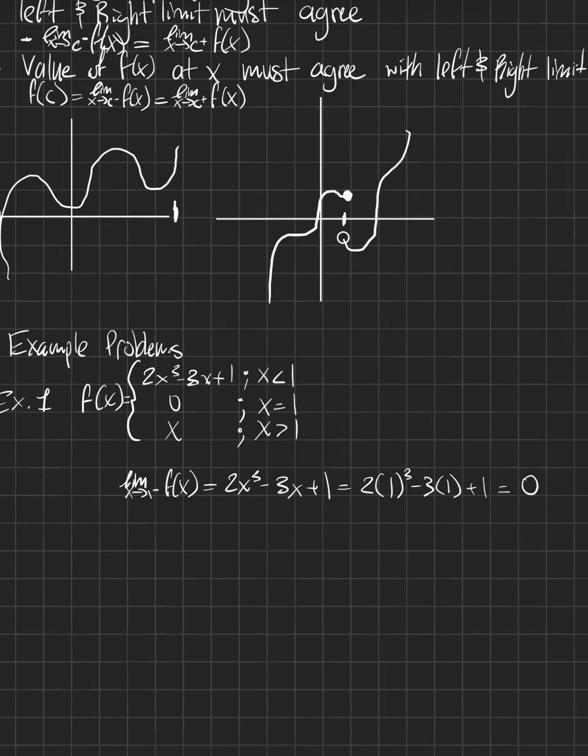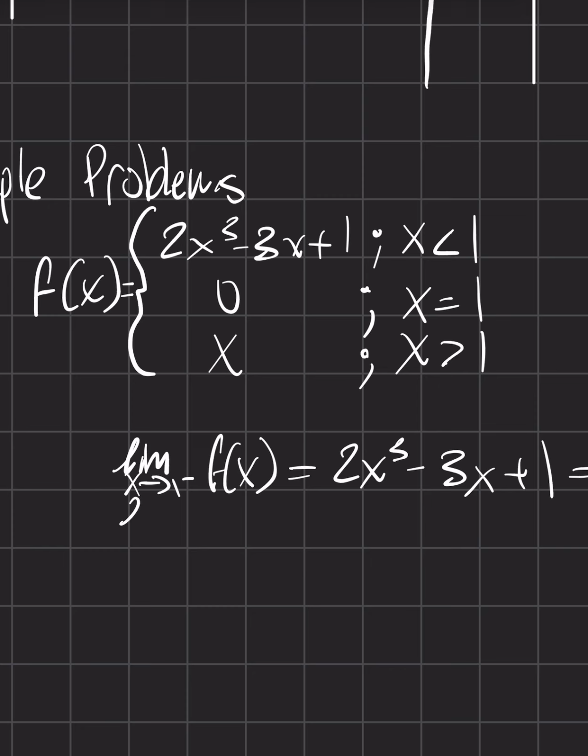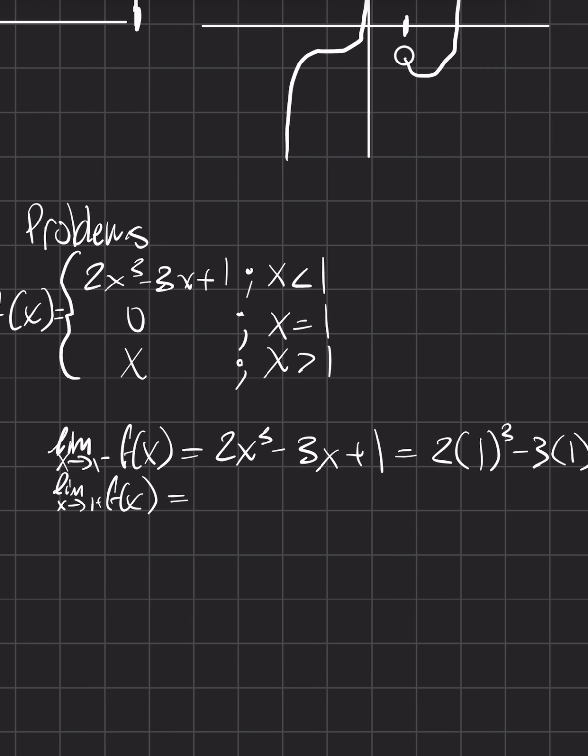And then we need the right limit, or the limit as x approaches 1 from positive infinity of f of x. And if we look back at our piecewise function, we see that when x is greater than 1, we're going to get x. And so just like how we did before, we're going to plug in 1, and the limit as x approaches 1 from positive infinity is going to be 1.